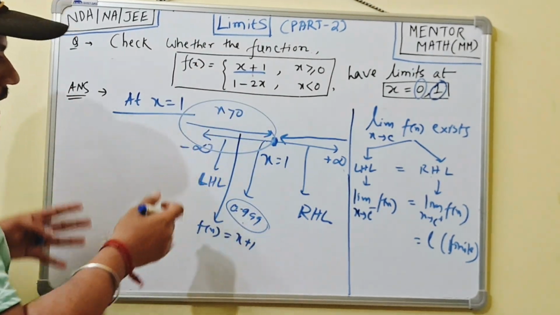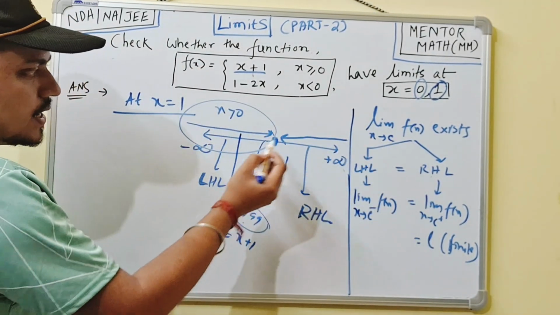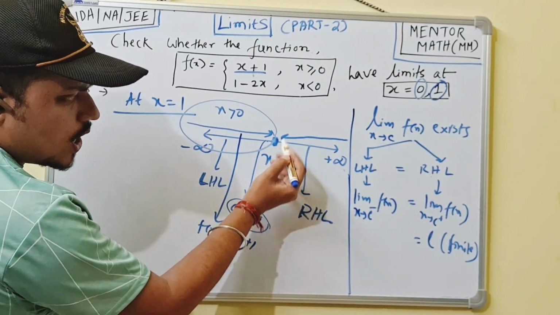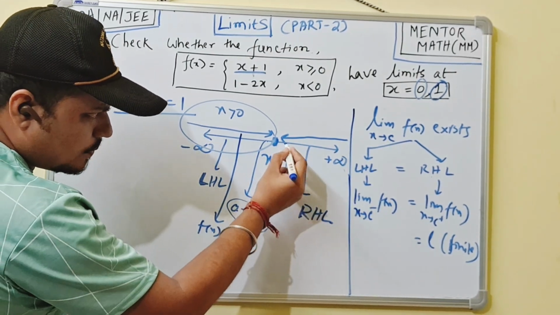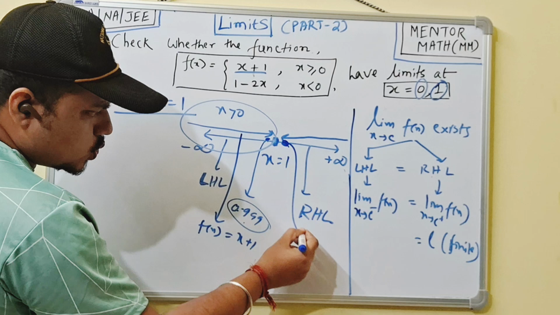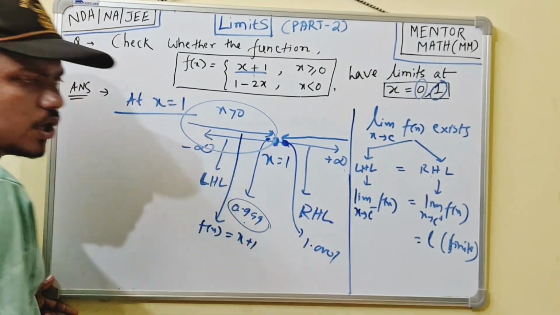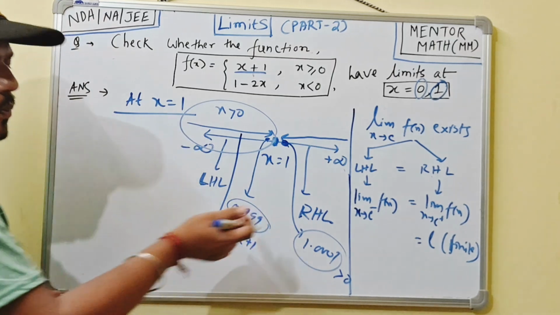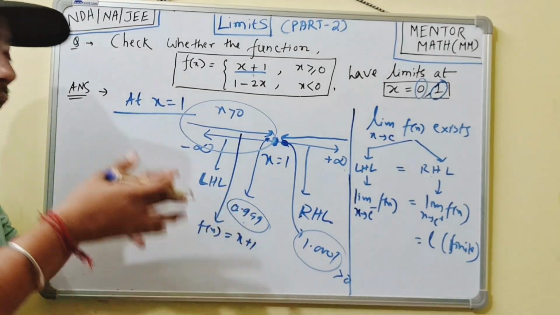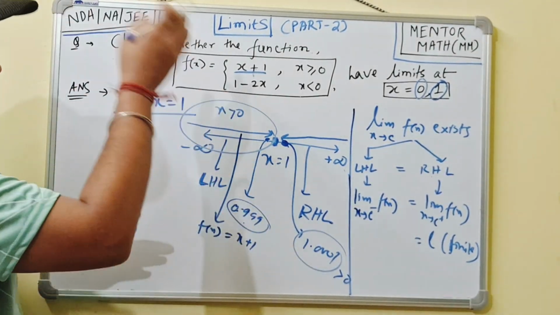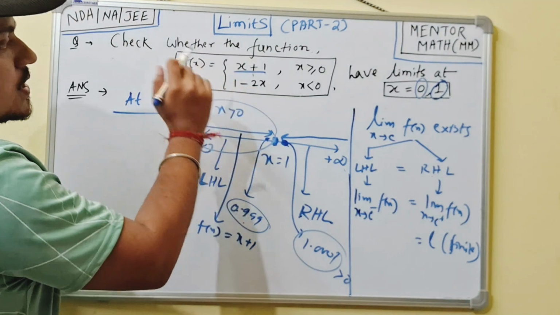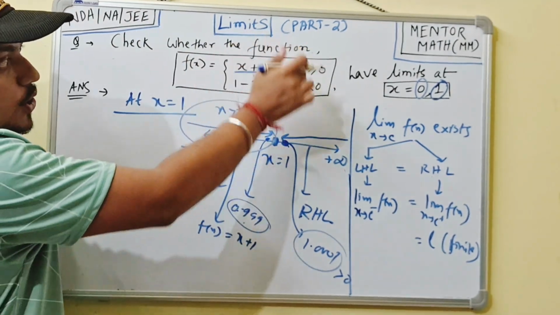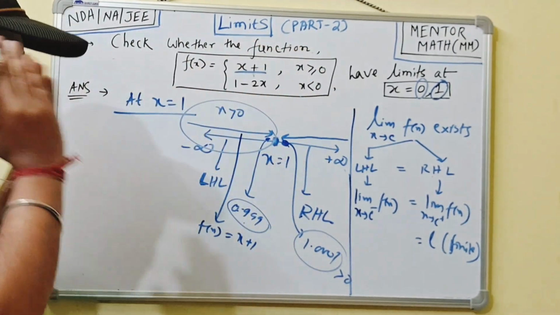Okay, similarly, when you check the right hand limit, now close to 1 from the right side, you can take the point 1.00001. Obviously this point is also greater than 0, 1.001 is also greater than 0. So why do we have to focus on 0? Because I repeat again, this function breaks at the point 0 according to your definition. So that's why you have to focus on 0.